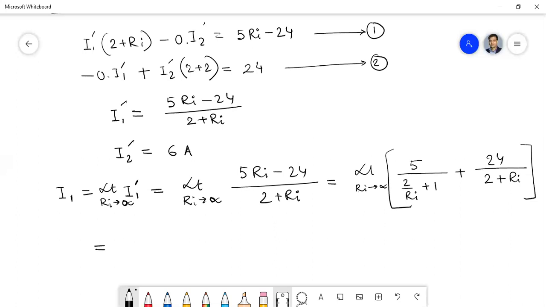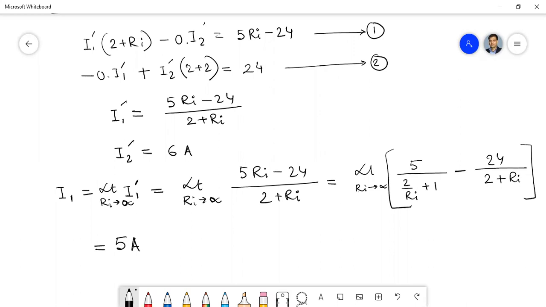Correct. But my whiteboard is getting hanged a little bit. You just check. You just change it. Okay. Anyway, what is the value of I1 then at the limiting case? Okay, sir. 5 ampere. So this is 5 ampere.